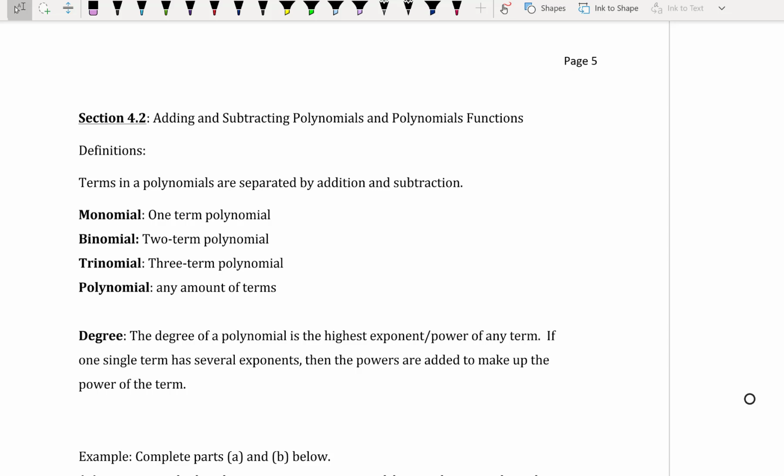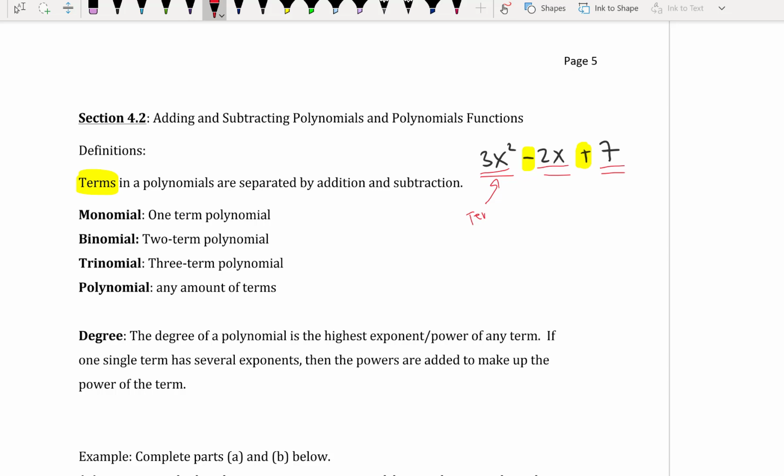So now in this section we're going to be adding and subtracting polynomials, and we're also going to learn some definitions. So the first definition I want you guys to learn is going to be terms. Terms in a polynomial are separated by addition and subtraction. So let's say I have 3x squared minus 2x plus 7. Here, if we count our addition and subtraction, how many terms will you have? We have 1, 2, 3 terms.